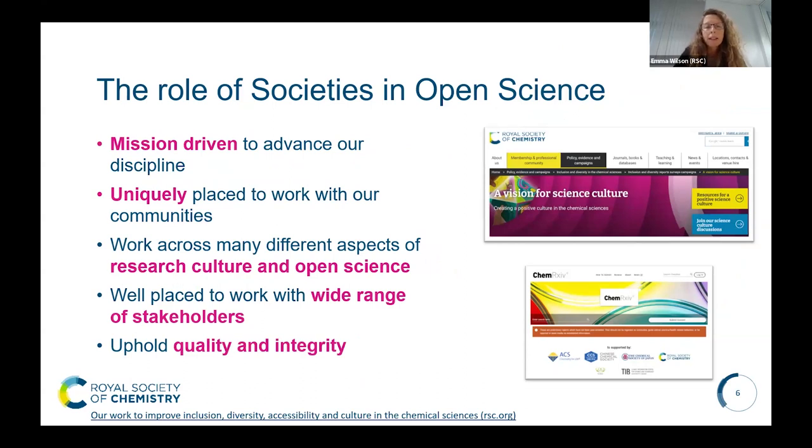We're also really well placed to work across many different aspects of research culture and also open science, be that in our accreditation, our skills and training programs, our work around research assessment, or whether that's through our publication routes as well. We can partner in this space, and I think a really fantastic example of that is the formation of ChemArchive, which is when five chemistry societies came together to address a discipline-specific need, open science service of the preprint server in chemistry.